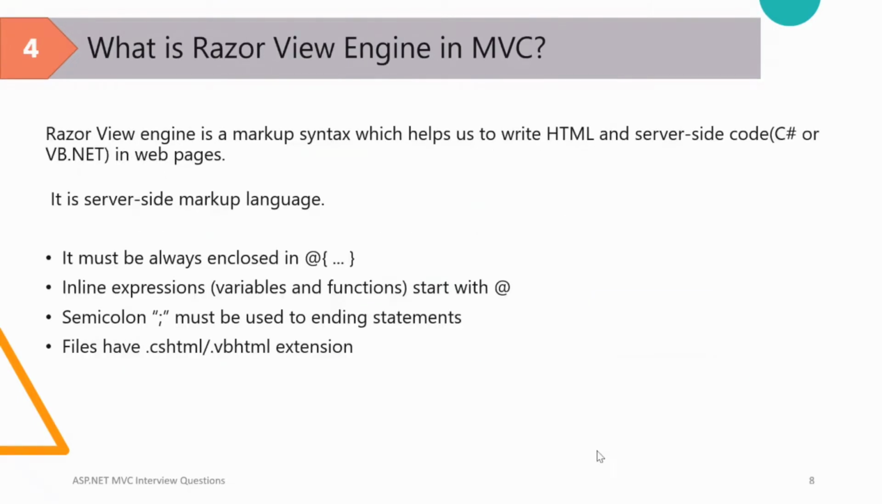Next, what is Razor View Engine in MVC? Razor View Engine is a markup syntax which helps us write HTML and server-side code such as C# or VB.NET. It's a server-side markup language. It's not a programming language. When we write Razor syntax in an MVC view, it should always be enclosed in @ curly braces and each line should end with a semicolon. The file extension should be .cshtml or .vbhtml.